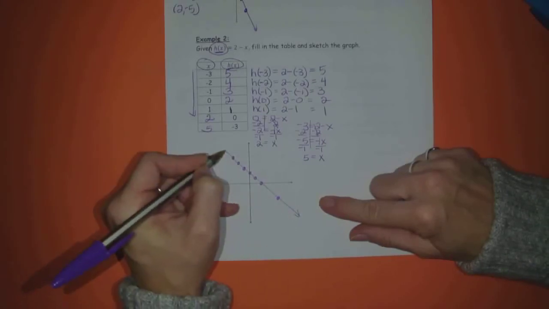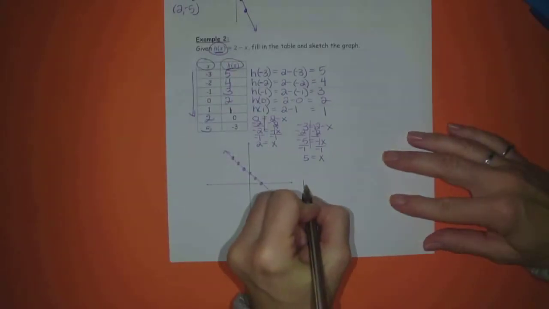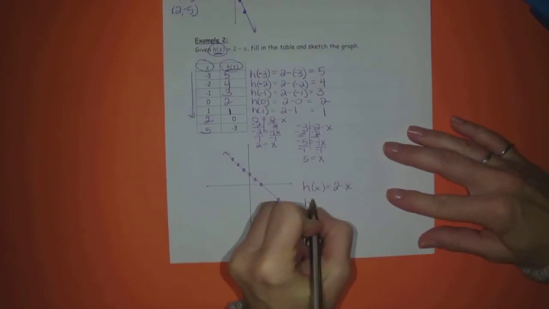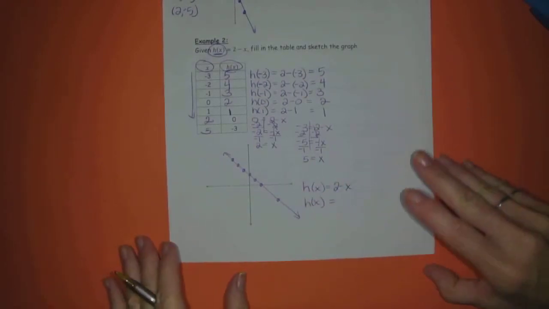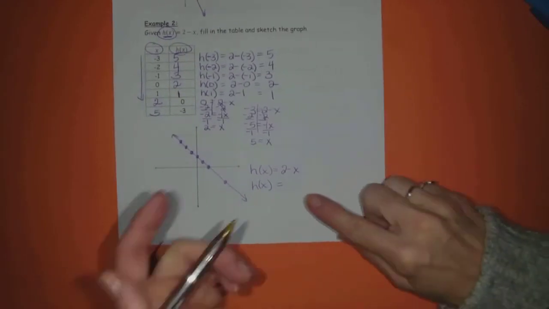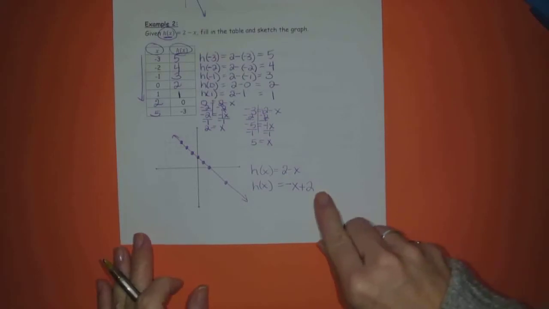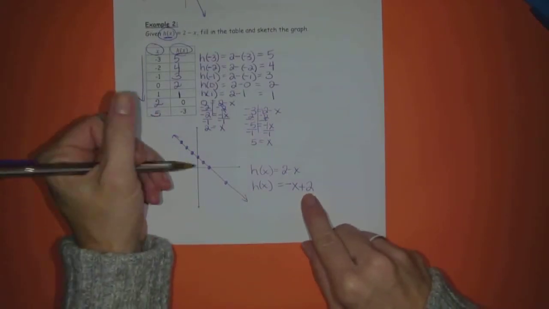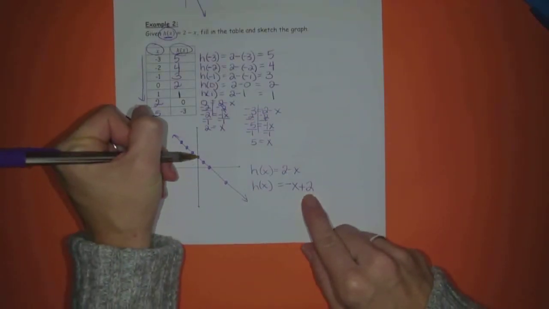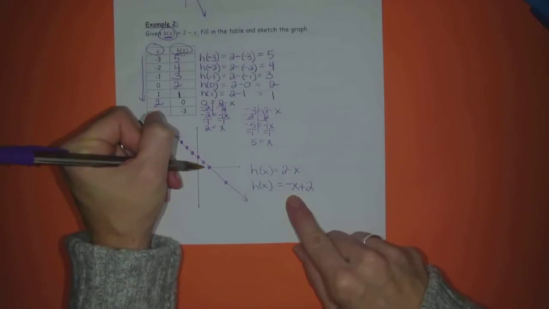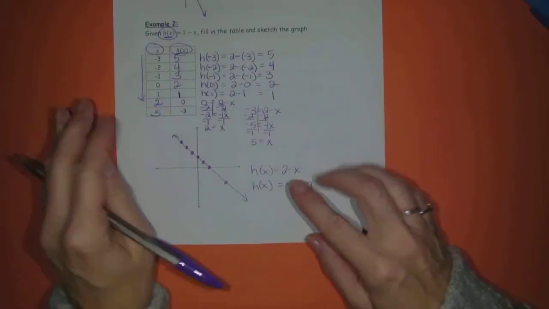And more than that, if you look at the original equation, which was h of x equals 2 minus x, if you flip the right side around by the commutative property, you could write this as negative x plus 2. So you can see you have a y-intercept or a b value of positive 2 and a slope of negative 1 over 1. So down 1, right 1, down 1, right 1. So that's how you do it.